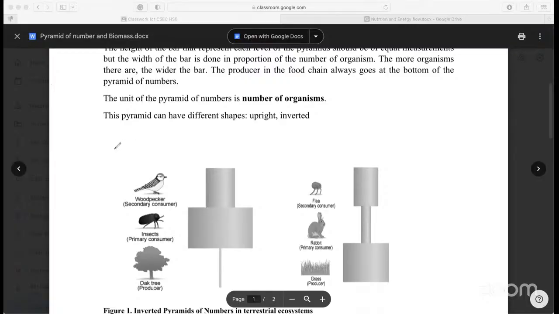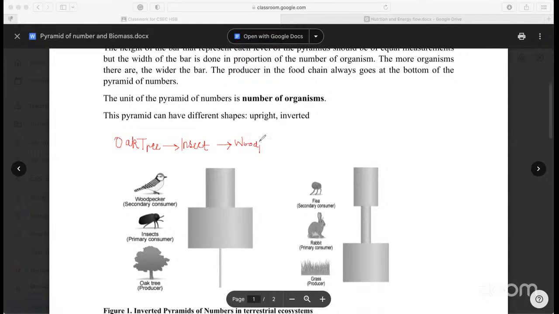with this pyramid, right? So the first organism was the oak tree. So they could ask us to draw a food chain and a pyramid, right? So this is how it will look. We have the insect. They could draw the food chain above the pyramid, and then we have the bird, which is the woodpecker.